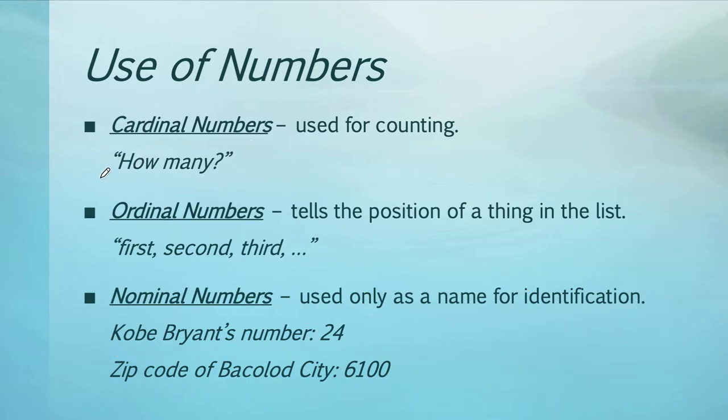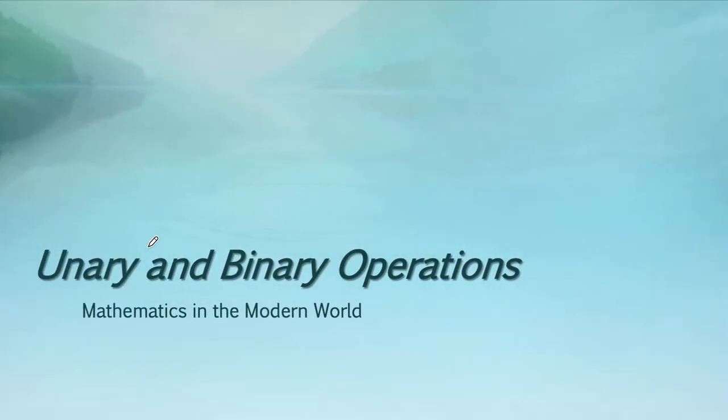Again, we have numbers used for counting. We call those cardinal numbers. Numbers used for telling you the position of a thing in a certain list, we call ordinal numbers. And we have also numbers for naming, which is nominal numbers. So we have three. So that's it for the uses of numbers. The next topic will be the unary and binary operations.